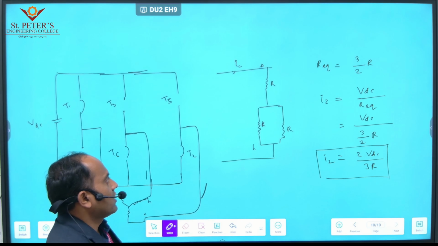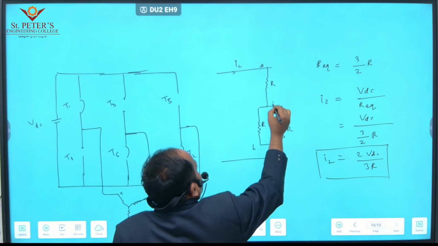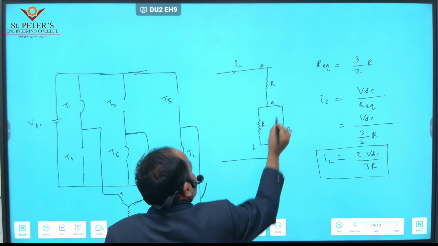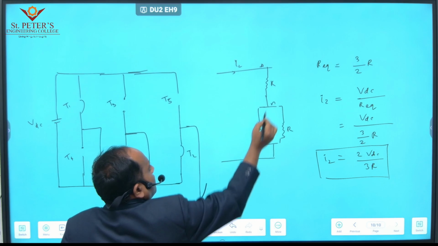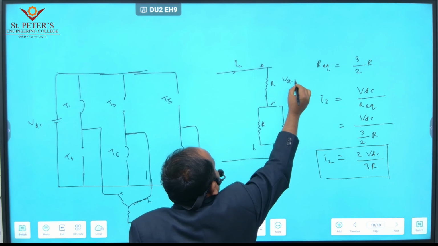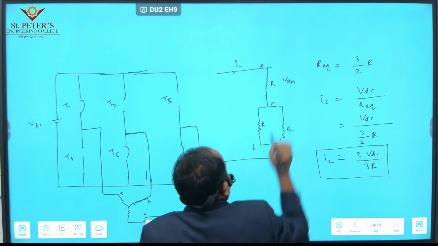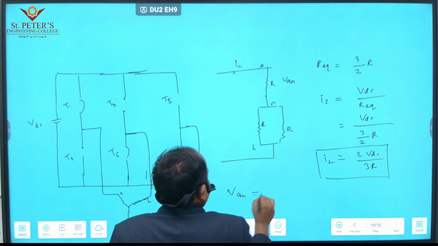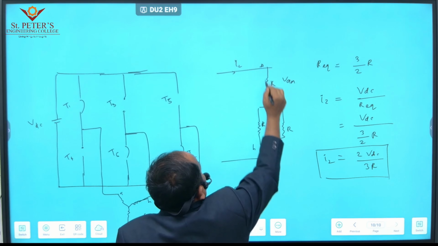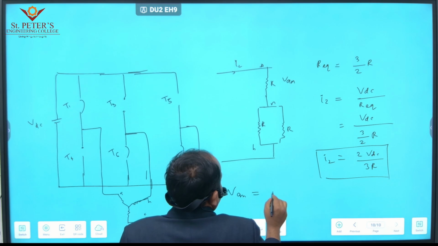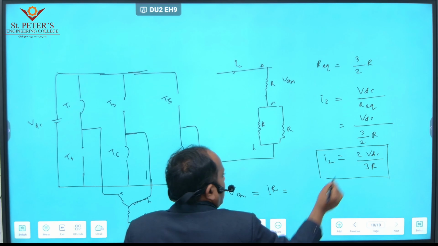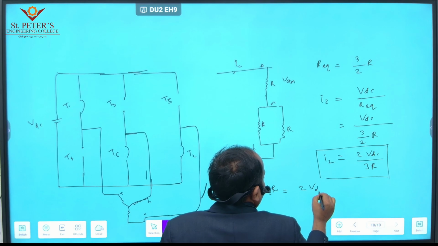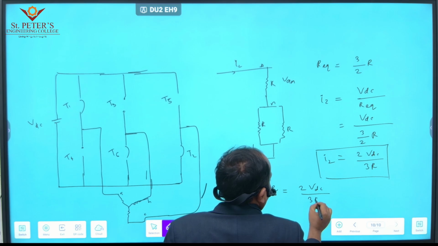From this again we can calculate the voltages of each phase. Okay, then what about this one? This is VAN. VAN is nothing but, see, the total current flows through phase A, so the voltage is I into R. So that is I2 into R, where I2 is 2 VDC by 3R, into R, then R cancels out.